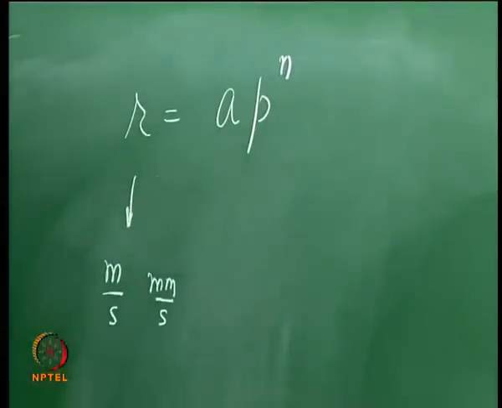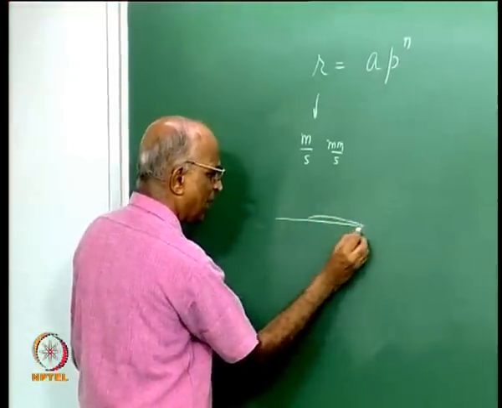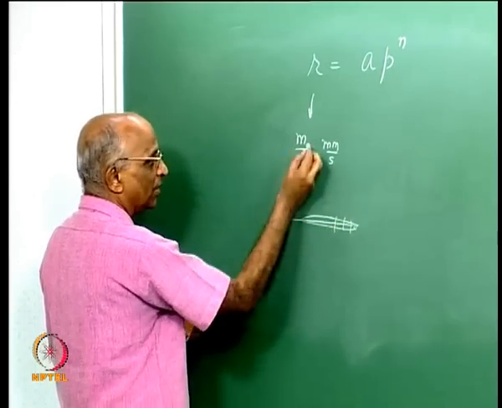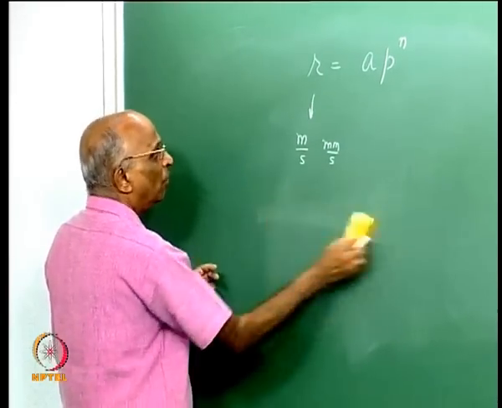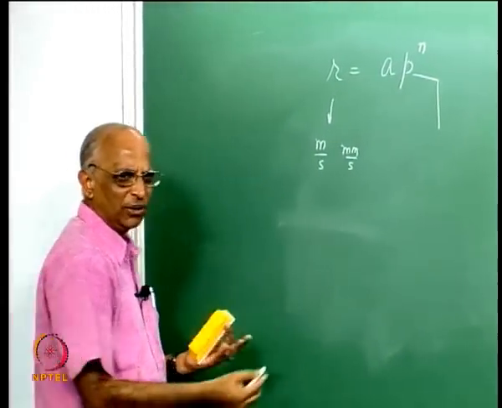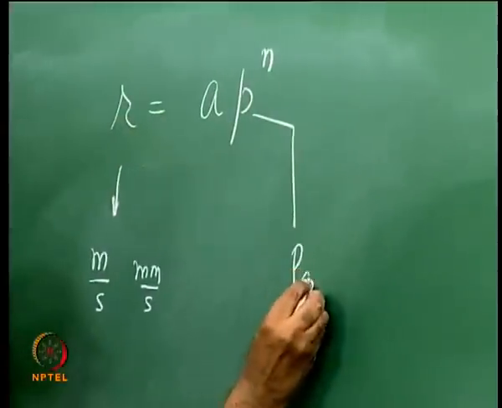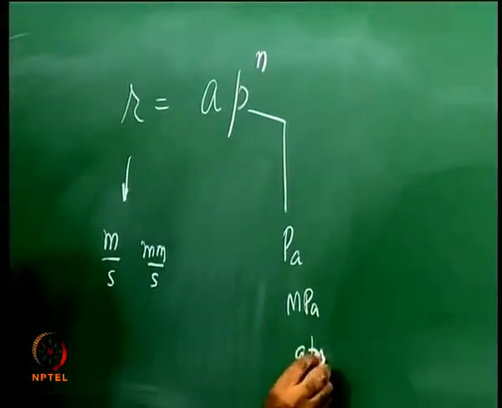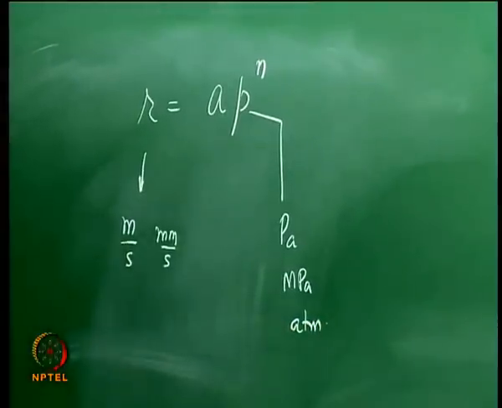Linear burn rate, we illustrated it by having a propellant, and we found that it keeps regressing, and the rate of regression is the burn rate. What is the unit of pressure here? Could be Pascal, could be megapascal, could be atmosphere. Then what is the unit for A?